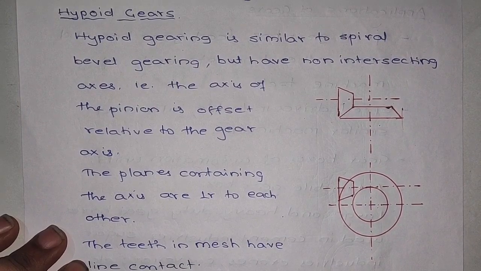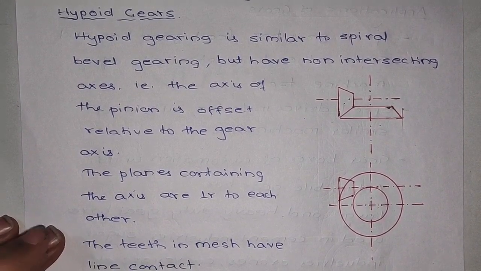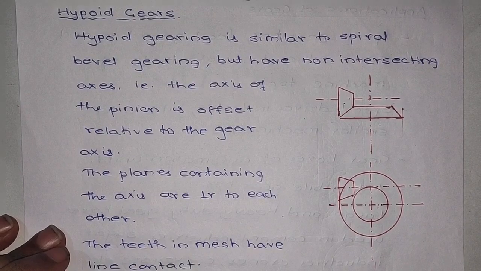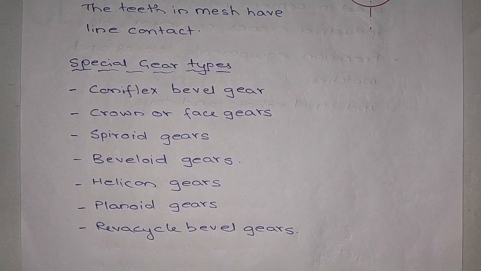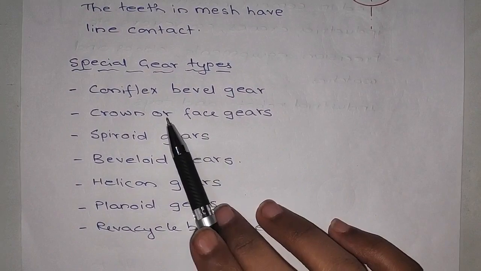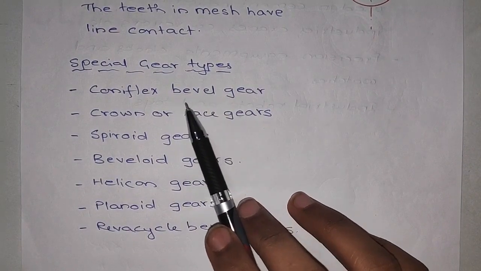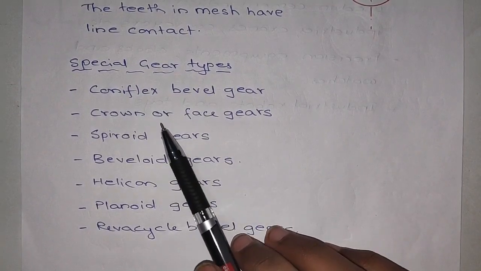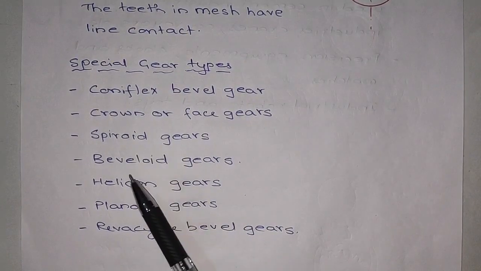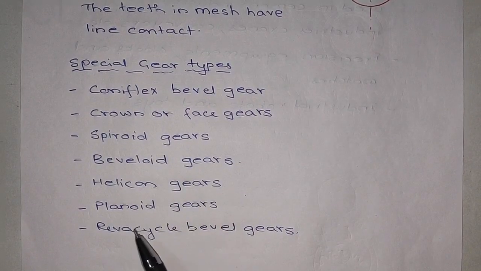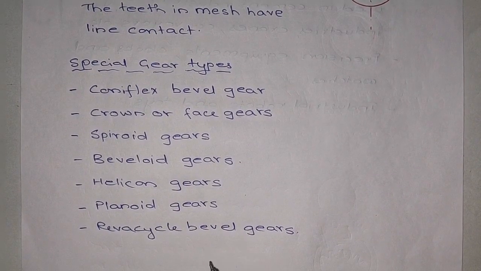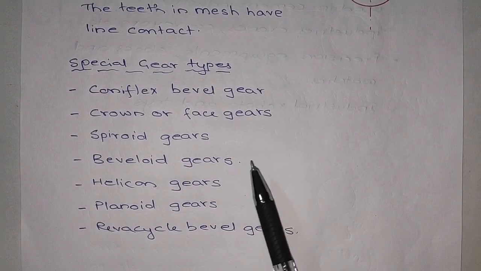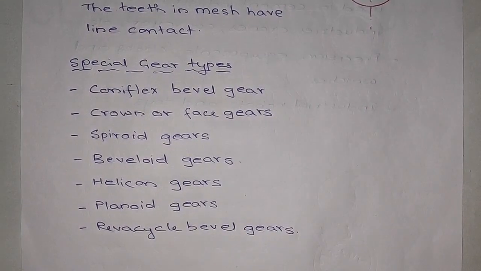Apart from this classification, we have some special types of gears. Let us see this. The special types of gears are the Coniflex bevel gear, which is again some modification done in the bevel gear. We have crown or face gears, spiroid gears, beveloid gears, helicon gears, planoid gears, and reversible bevel gears. So these are special types of gears apart from the basic classification which we have seen in this lecture.